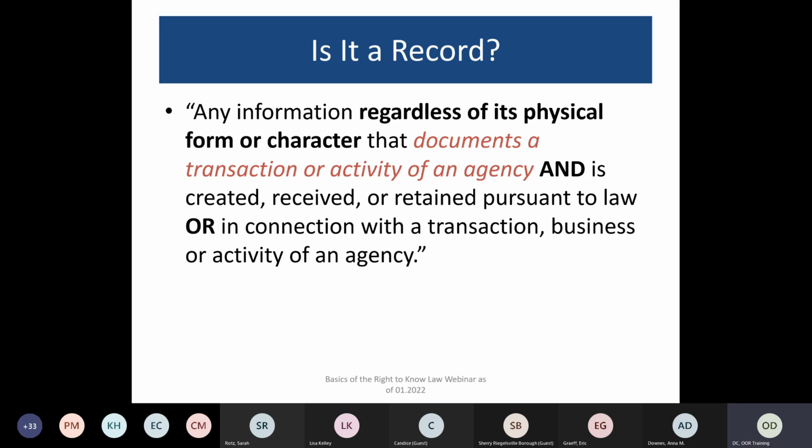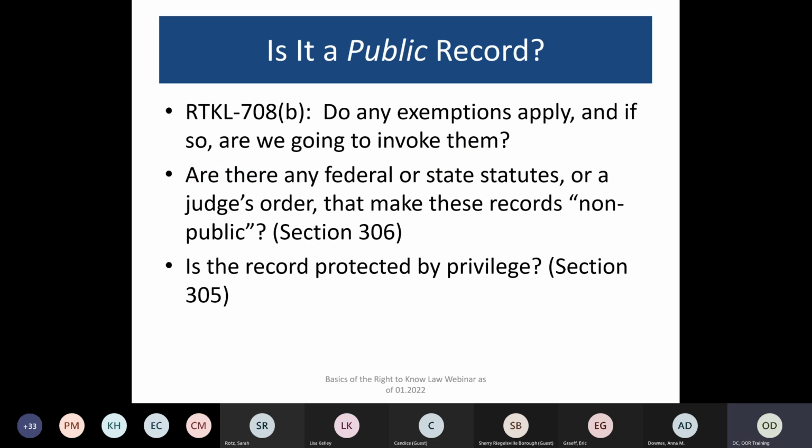All right, so we're back to, is it a record? And again, that phrase, documenting a transaction or activity of an agency. Is it about the business of the municipality, school district, or authority? If so, then it is a record and it makes it over this first hurdle. Okay, hopefully everyone understands that. Now we have to answer the question, is it a public record?